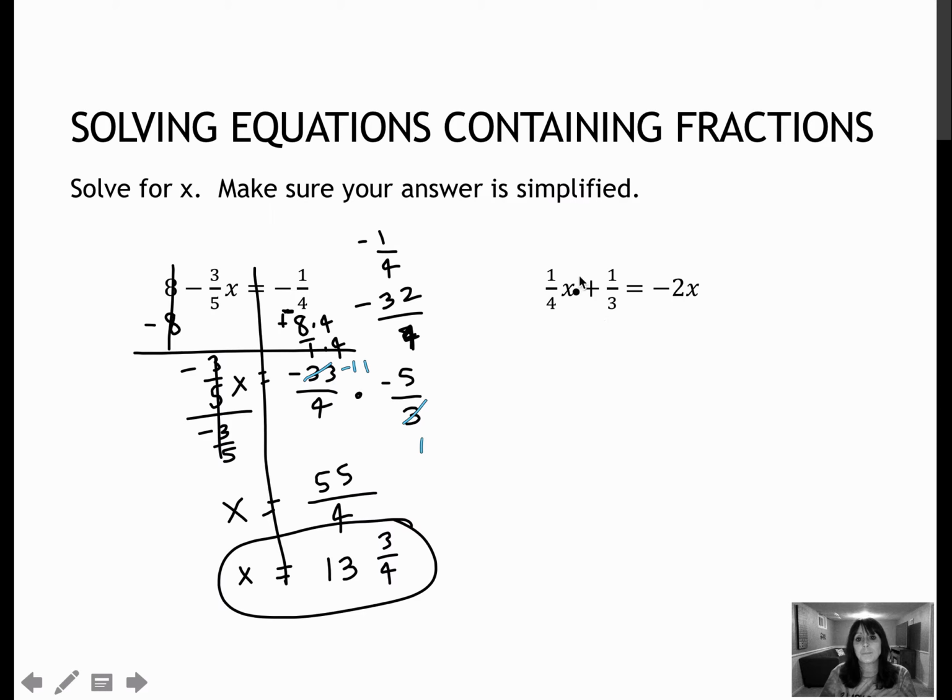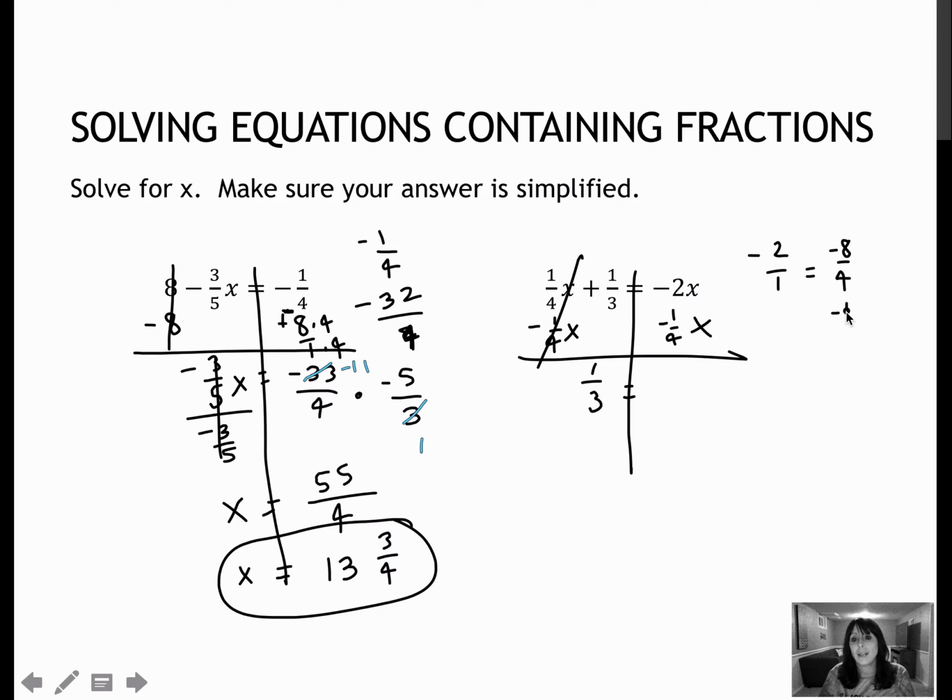And this question, I'm going to combine my x's. So instead of dealing with this 1/3, see how this x is by itself on the right side? So I'm going to subtract 1/4 x from each side. And that gives me 1/3 on the left. On the right, again, I need to combine like terms here. They're both x's, but -2/1 would turn into -8/4. And I'm going to add -1/4 to that. So really I have -9/4 x.